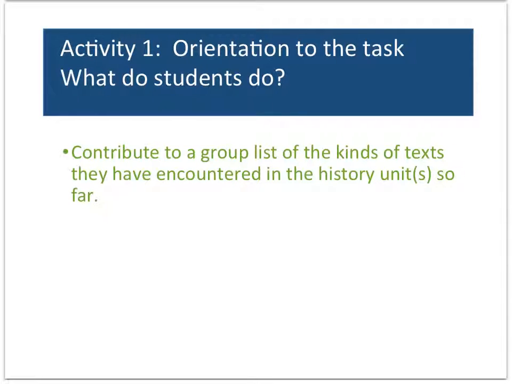So in Activity 1, students are going to contribute to a group list of the kinds of texts they've encountered in the history unit so far. There have been a number of ones, and you want to have them include photographs and quotes and political cartoons, all that kind of thing. If they have participated in Unit 1 as well, have them bring in those kinds of texts.